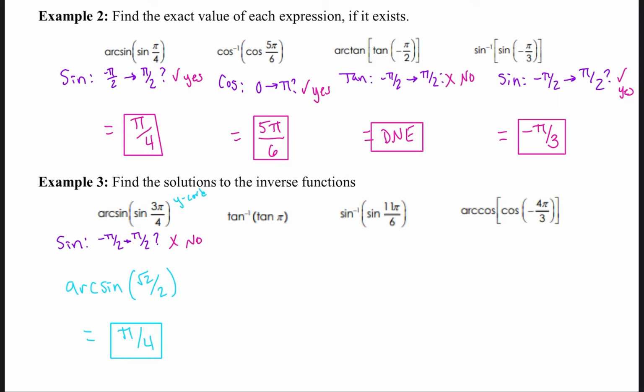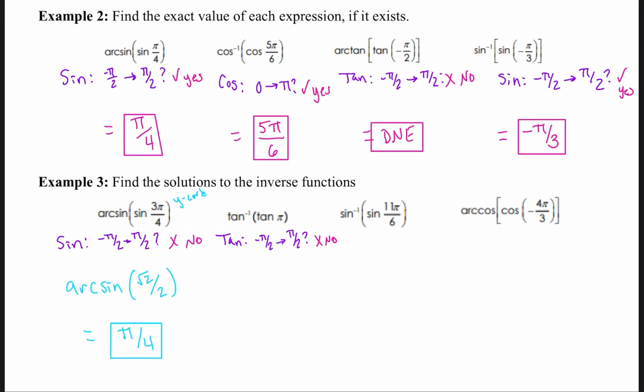So if we look at this next one, tangent is always between negative pi over 2 and pi over 2. In this case, again, you can see that that doesn't work. All of these are going to kind of be like that. Tangent's not between negative pi over 2 and pi over 2 because it's pi, so it's bigger than pi over 2.